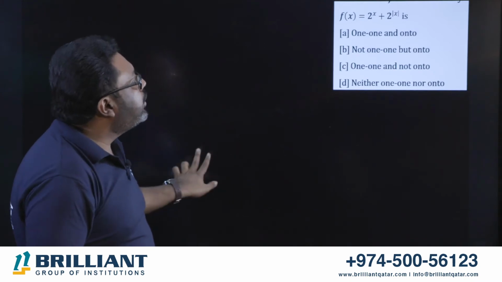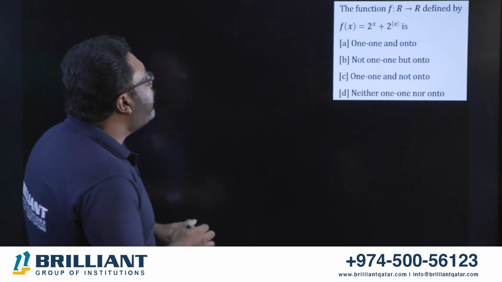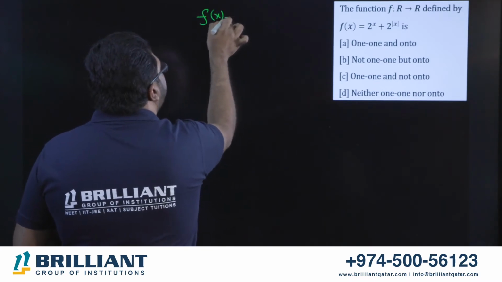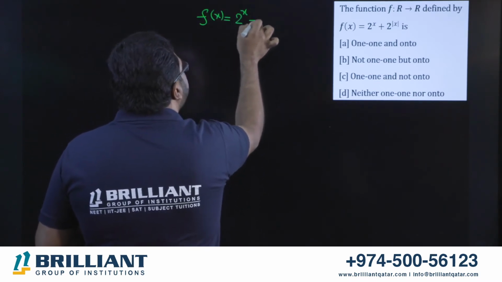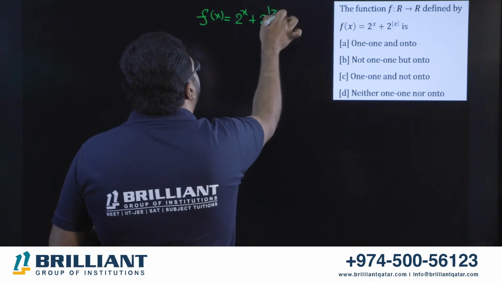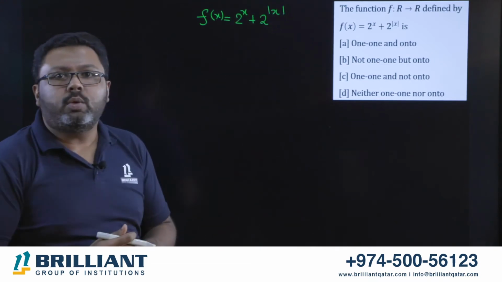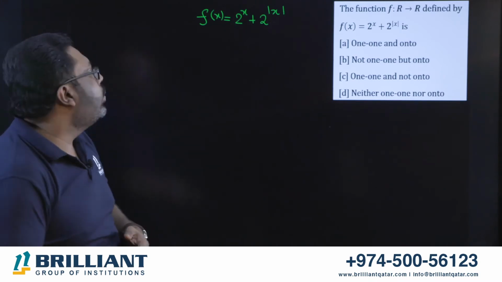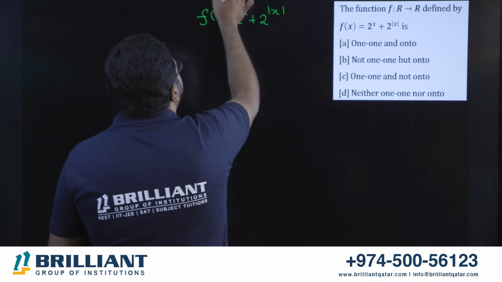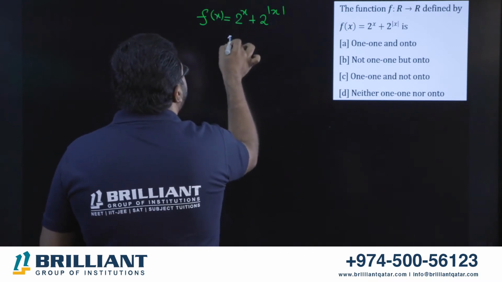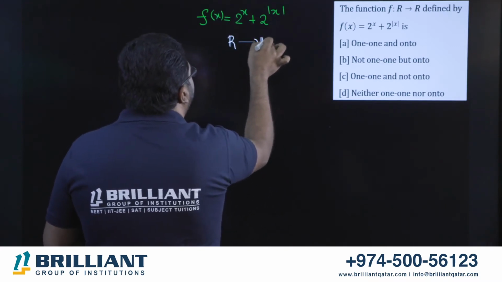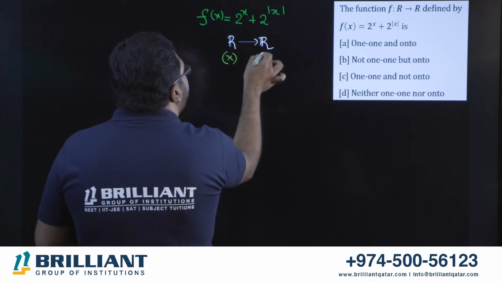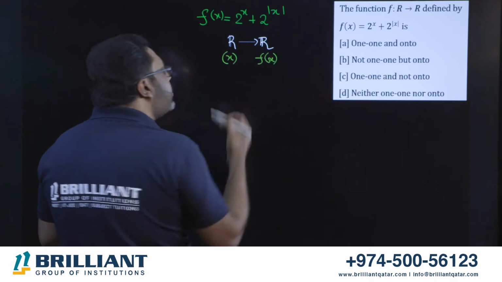Here again a function f of x is equal to 2 power x plus 2 power mod x. Is it 1, 1? So let's try to understand. Here the situation is all real numbers to all real numbers. So my x is all real numbers and my f of x is also all real numbers.